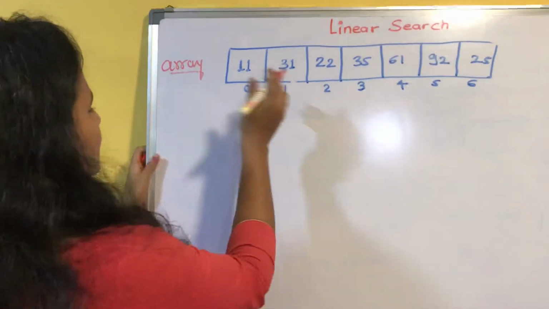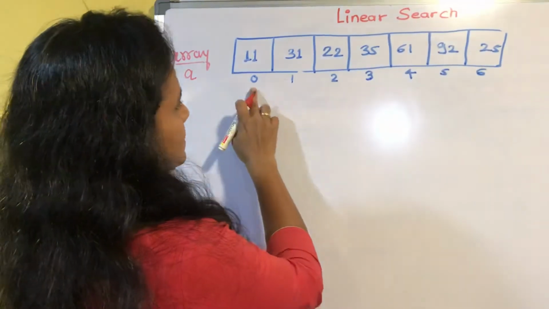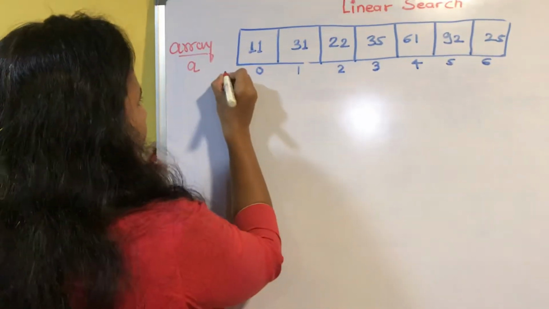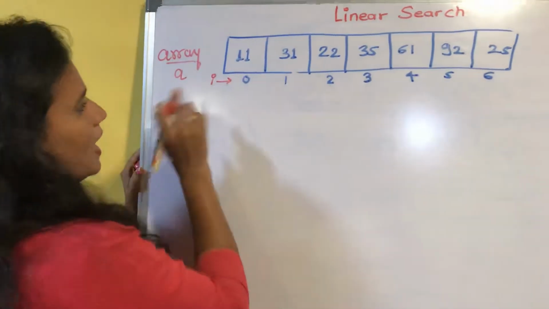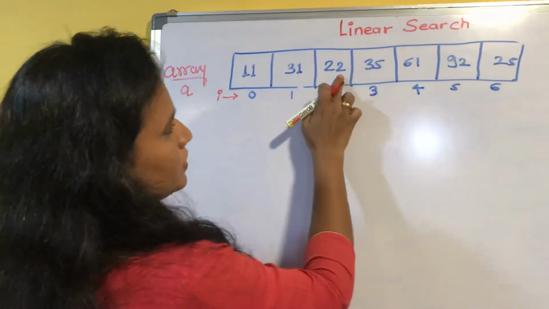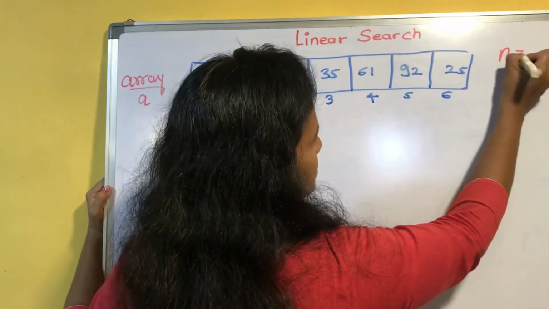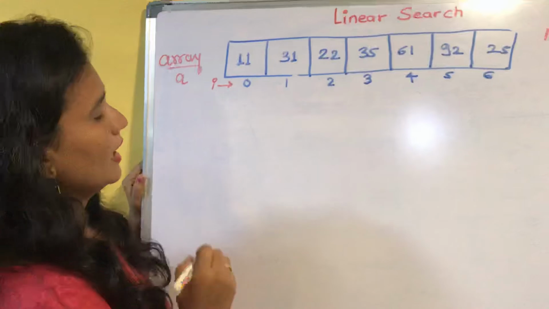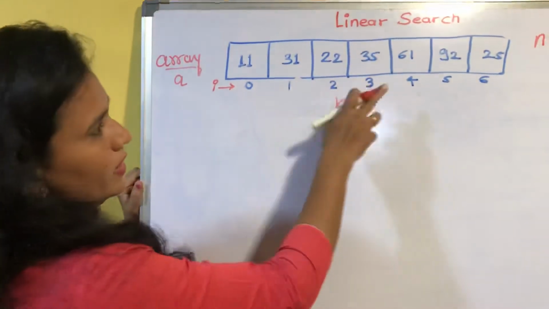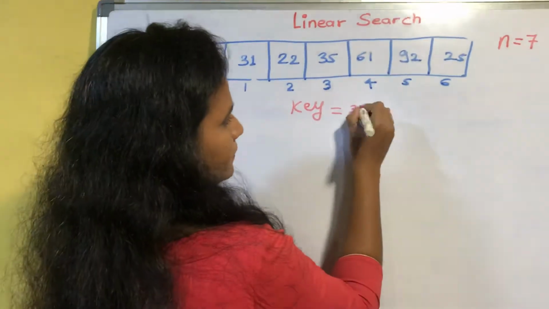Okay, now suppose we take the name of the array as a. Here 0, 1, 2, 3, these are all the indices of the array. We'll take the variable i for this. The number of elements are 1, 2, 3, 4, 5, 6, 7, so the number of elements n equals 7. Now suppose I want to search for a key element in the given array, and the value of key is, suppose, 35.